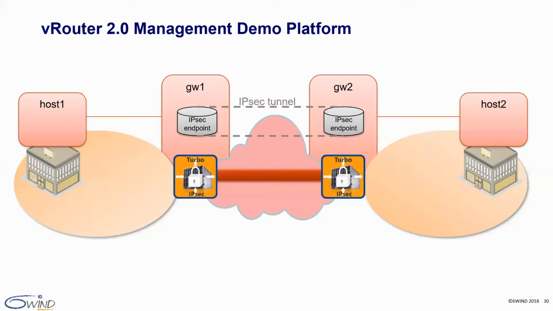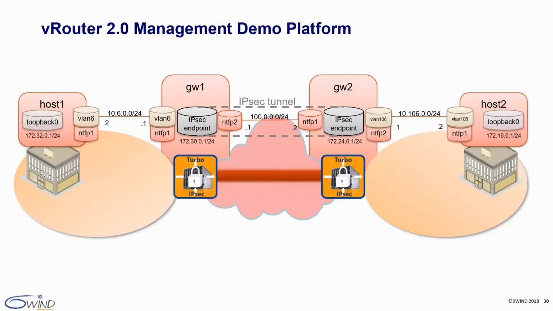It is a very simple use case that will allow us to demonstrate the use of our CLI to configure GW1 and NETCONF to configure GW2. It involves IP and IPsec and IKE, of course, but also VLANs and loopback interfaces. Let's dive into the demo.